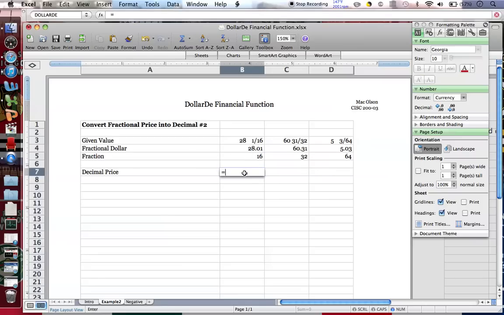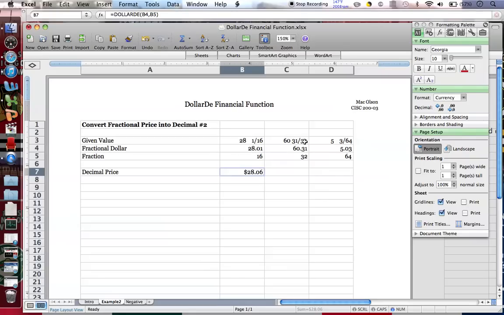So same thing, DOLLARDE, then our fraction, equals 28.06. And this is also in a currency value, and I believe this was also, yes it was. Okay, this one's also the same kind of format as this example here.